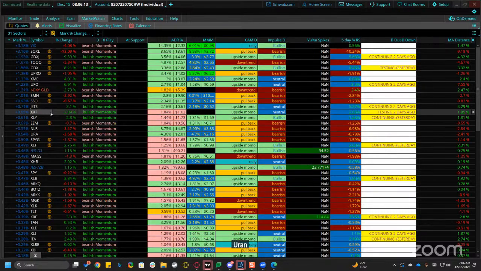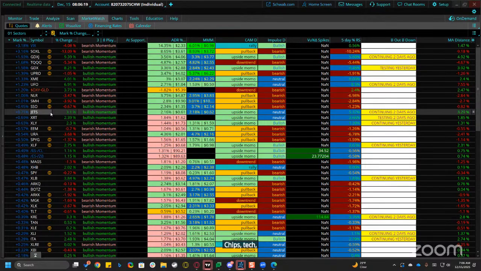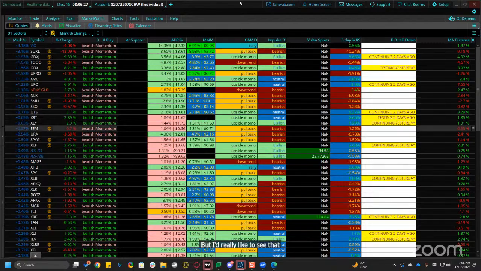Uranium up, finance also up. So chips, tech, finance, all up with gold. We could get a breakout rally day on that alone. But I'd really like to see that Bitcoin come in and help out. It doesn't have to, but it would certainly help.